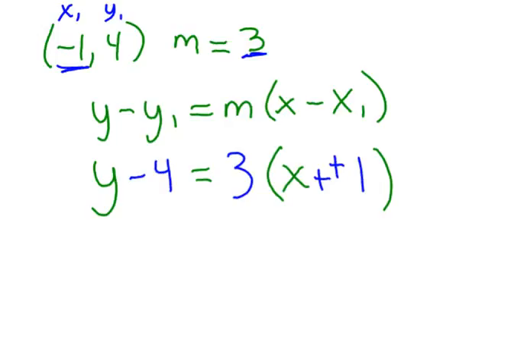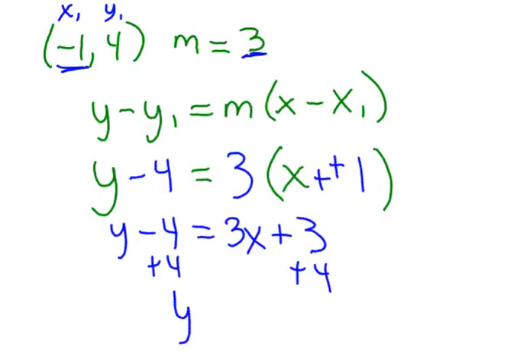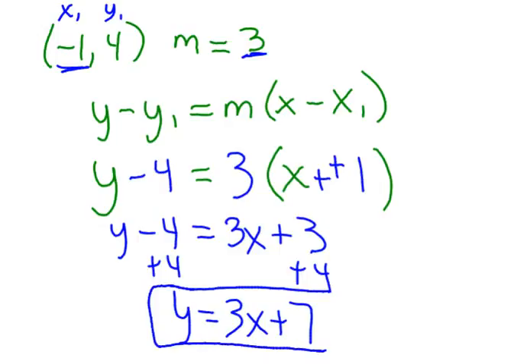Now what we need to do from here is simplify. We still have y - 4 on the left, but on the right we can distribute. 3 times x is 3x, and 3 times 1 is 3. And we know we want our equation to have y by itself, so we would add 4 to both sides, and we get y = 3x + 7. In this method, you don't have to go back at the end and rewrite anything. The final step of the equation should look like your equation. And that's how we write the equation of a line if you have a point and a slope.